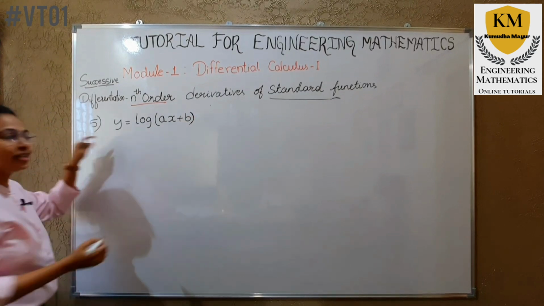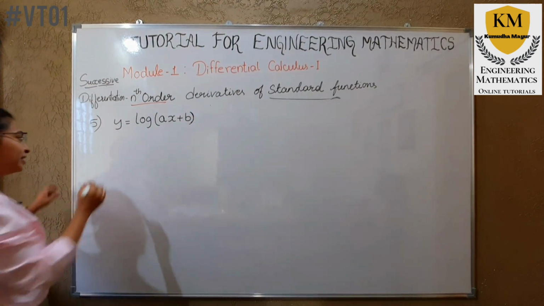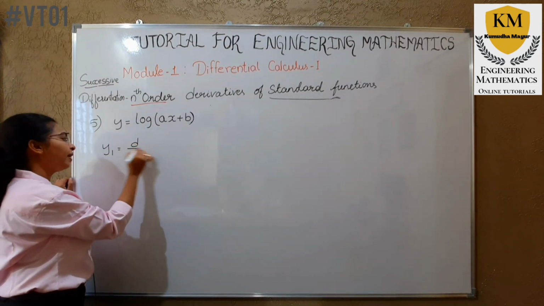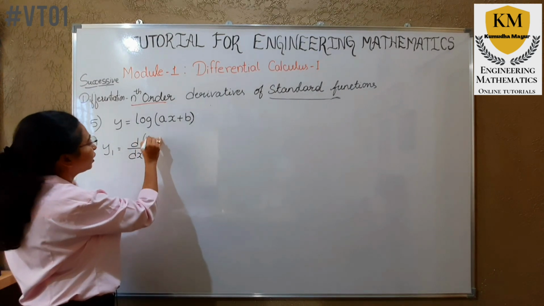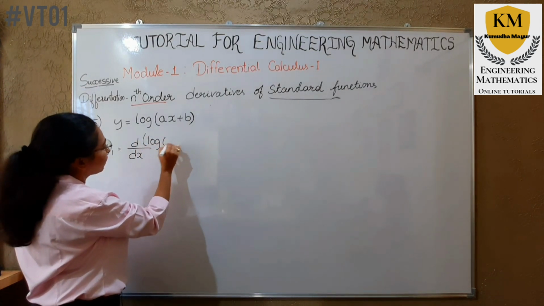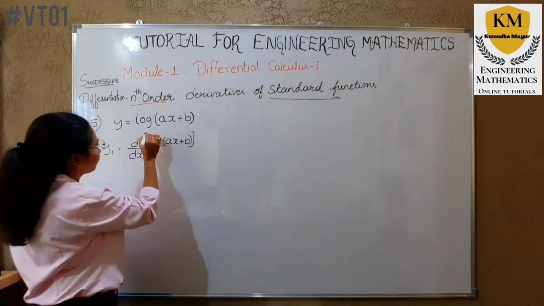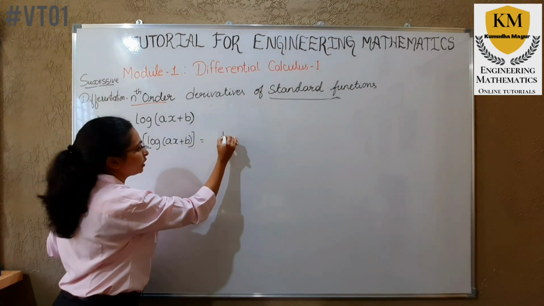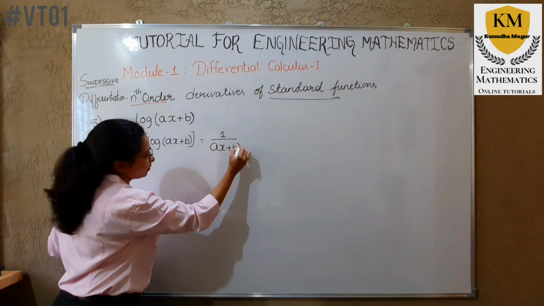The fifth function is y is equal to log of ax plus b. Let me start the same procedure. y1 is equal to d by dx. I am differentiating log of ax plus b with respect to x, the first order. So that gives you 1 divided by ax plus b.